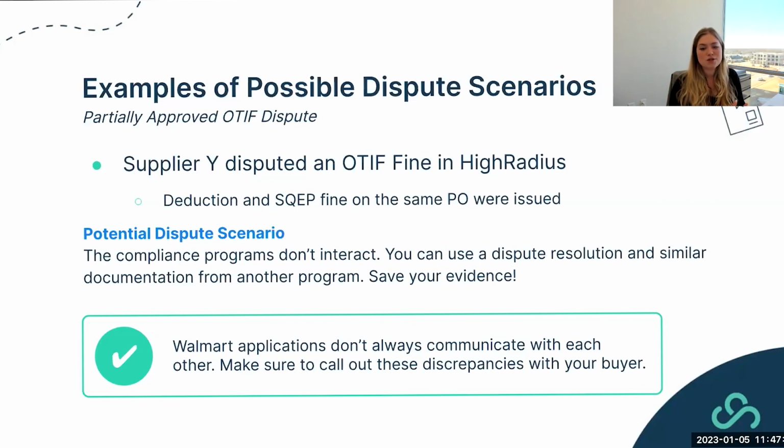The Walmart applications don't communicate with each other. There is no data that is shared between them, so it's not going to happen automatically. That's going to be something that you're going to need to do. And then, call out those discrepancies with your buyer because again, if it's been proven true or proven false in one area, that's something that you can leverage for another compliance program.